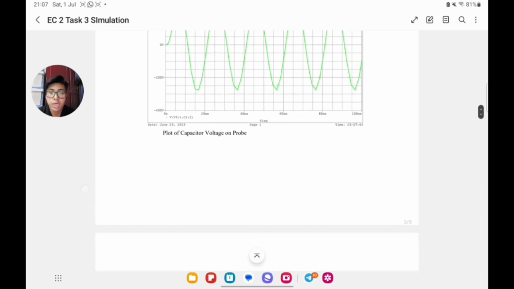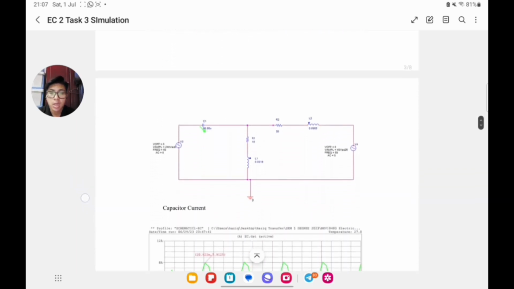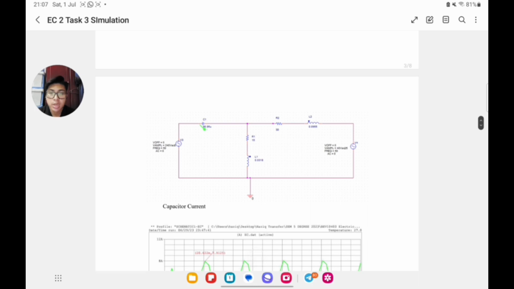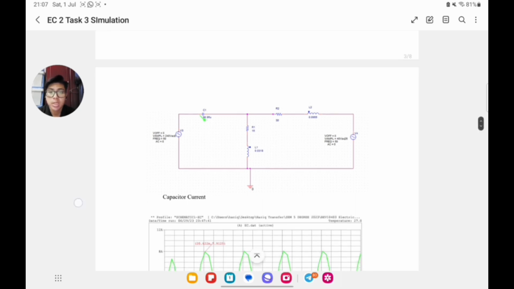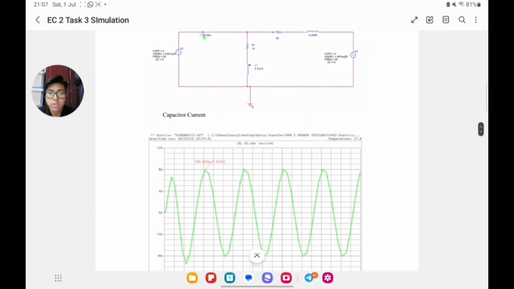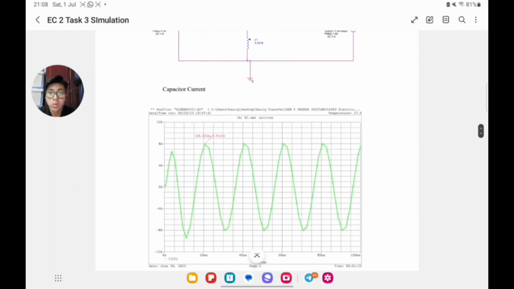Then to measure the current, as in the figure, we put the multimeter or ammeter in series with the capacitor to find the value of the current at the capacitor, and it will produce the graph. The peak value for the capacitor current is about 7.9125 amps with a delay of 20.622 milliseconds.